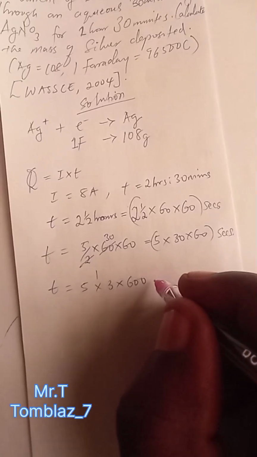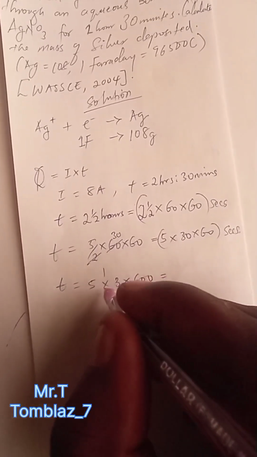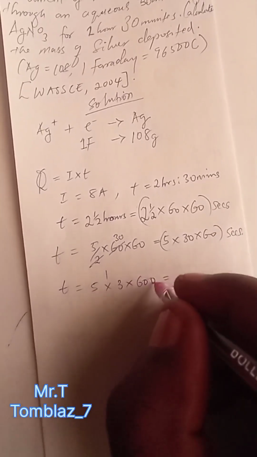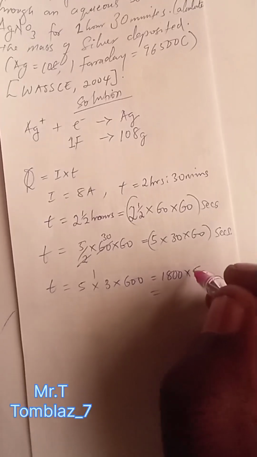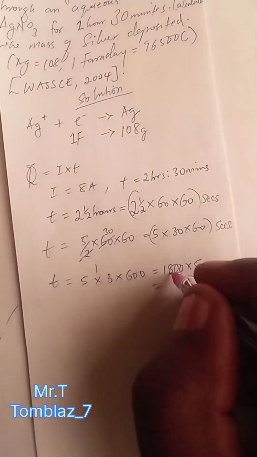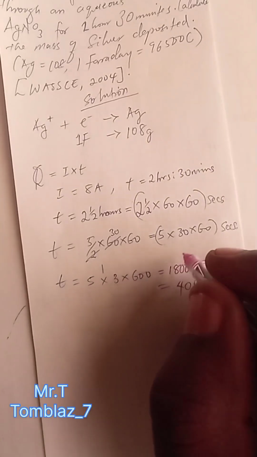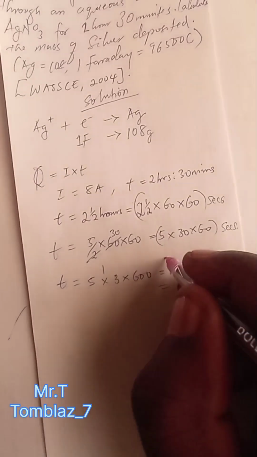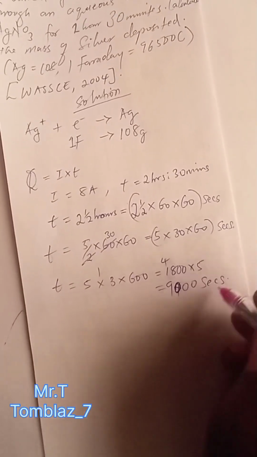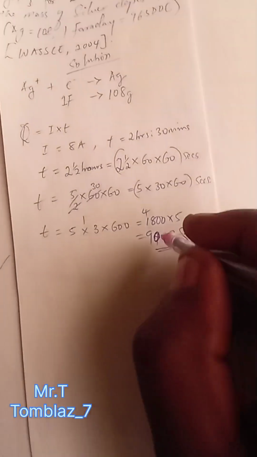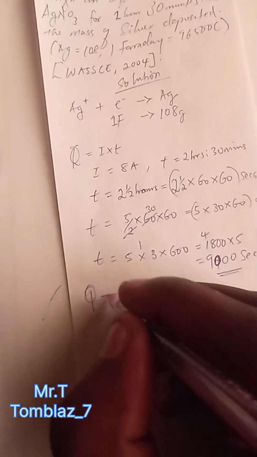Now this 5 times 30 times 60 can be simplified in this way for easy multiplication. Let's start with this value first. 3 times 600 will give you 1800 times 5. It's going to give you 0, 0. This time is 40, right? Write down 4. Write down 0. Carry 4. This times this will give you 9. So it gives you 9000 seconds, right? So that's our time. So now we can look for the charge.